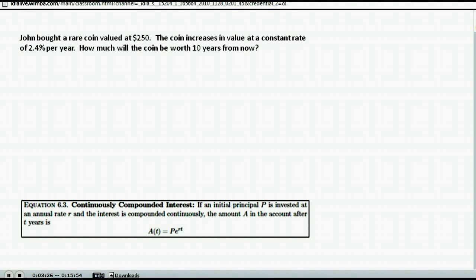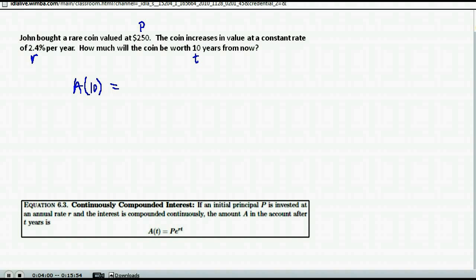All right. And again, anytime you look at these interest problems, you want to look carefully at what you're given and what you're asked to find. John bought a rare coin valued at $250. The coin increases in value at a constant rate of 2.4% per year, so there's our R. How much will the coin be worth 10 years from now? Our current value, our principal, is $250. Our time is T. We are finding A of T. So we're actually finding A of 10 because it's after 10 years.